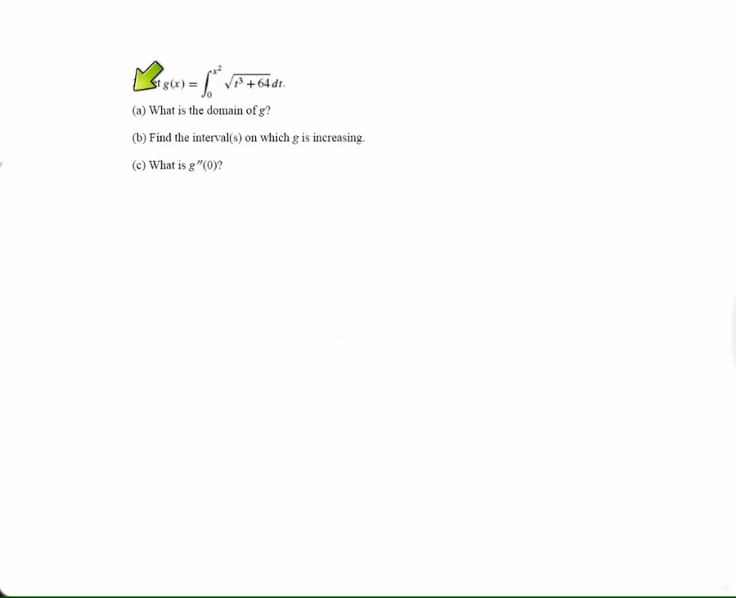All right, so now we have that. What is the domain of G? You wrote all real numbers. I'm not going to write it for the sake of time. B says, find the intervals on which G is increasing.